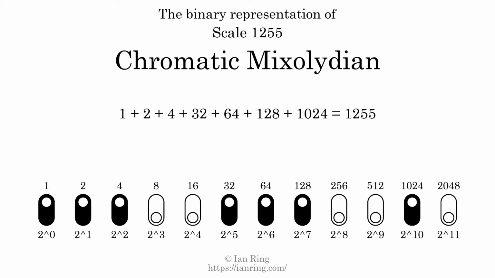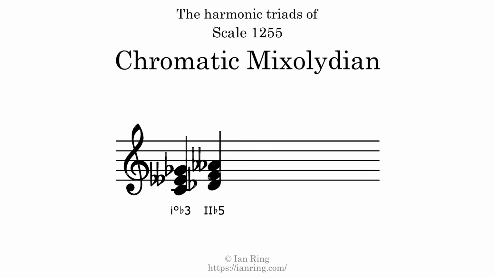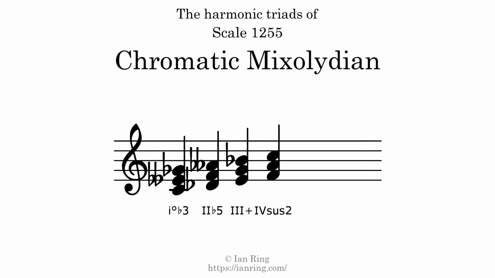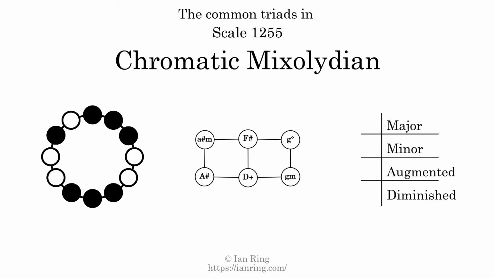The scale number not only enumerates the scale with a unique index, but it also literally describes the tonal content of the scale. Represented as a binary number in base 2, the scale number is 010011100111. Here are the harmonic triads present in this scale. Diminished flat 3. Major flat 5. Augmented. Sus 2. Major. Sus 4. Minor.